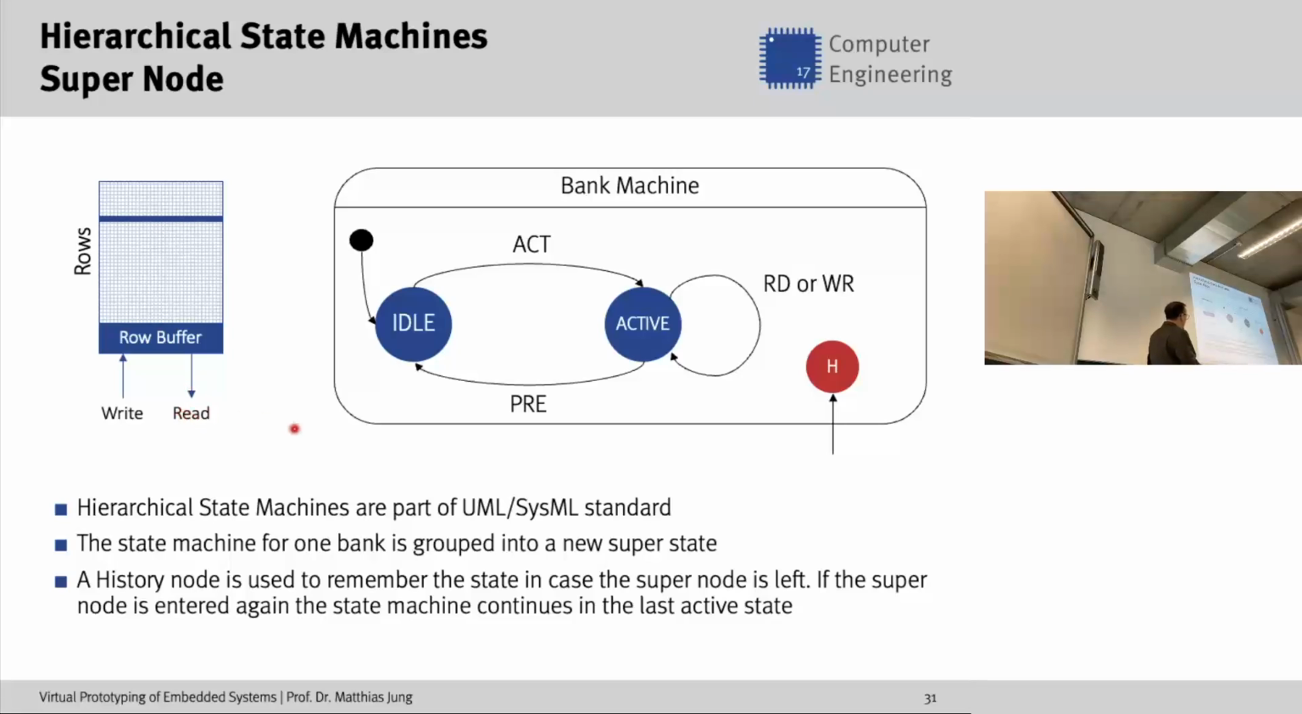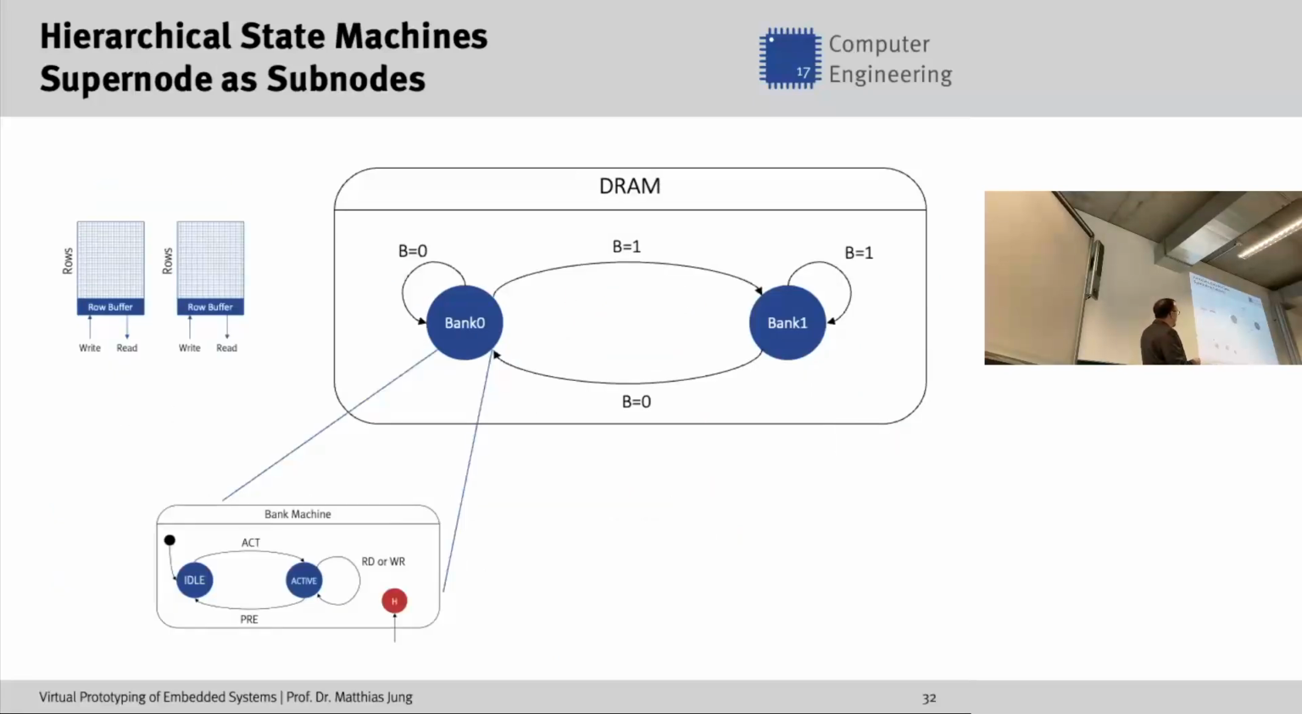So the history node is used to remember the state in case the supernode is left. So this is what we call then a supernode. And if the supernode is entered again, then the state machine continues in the last active state. So we remember this. And then if you model a two-bank system, it would look like this.